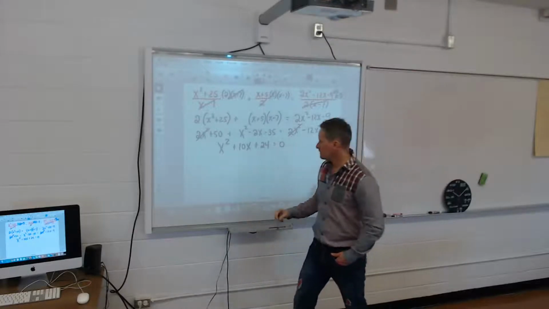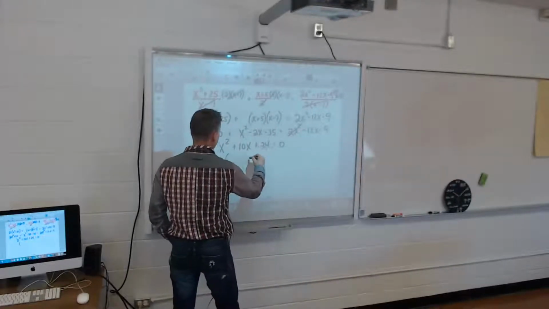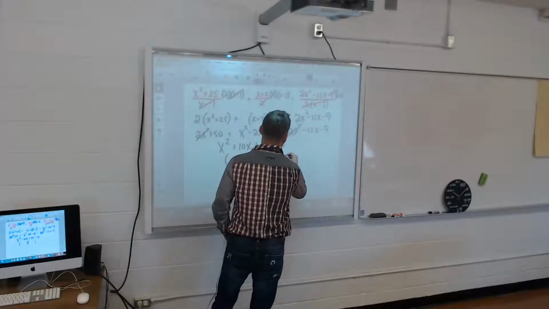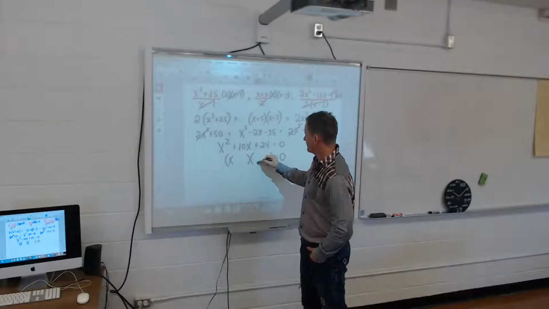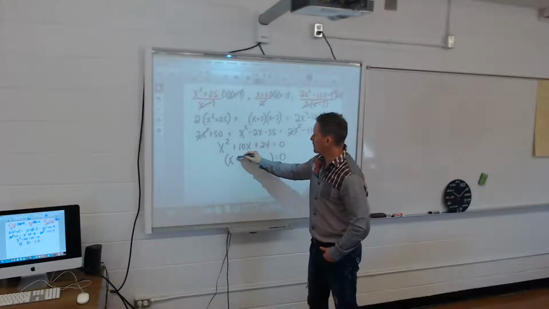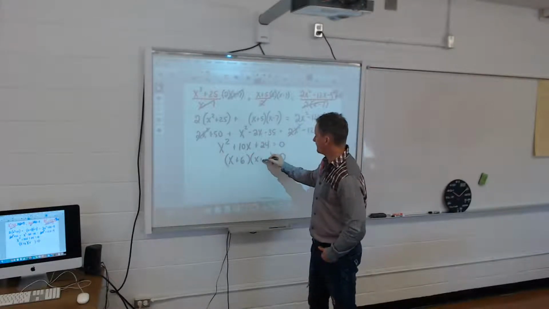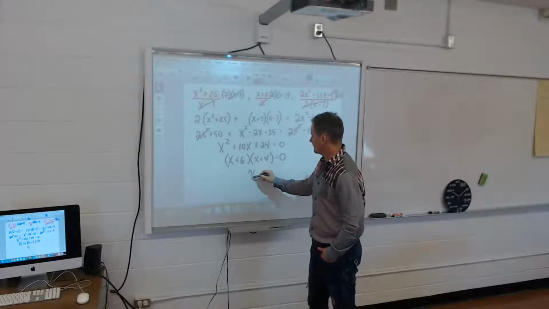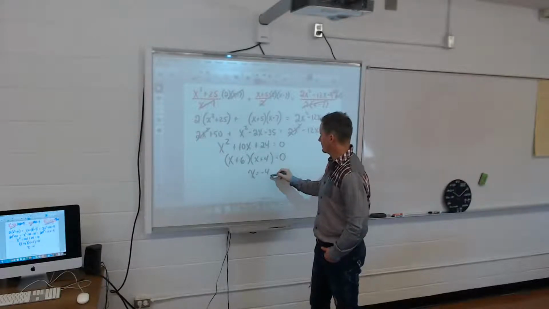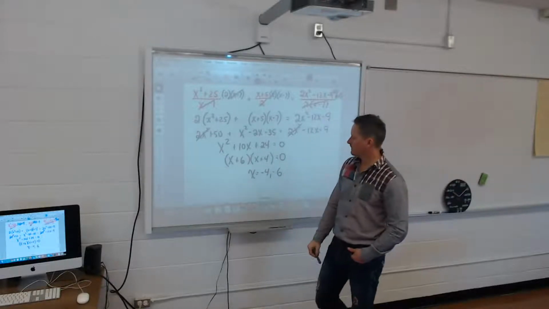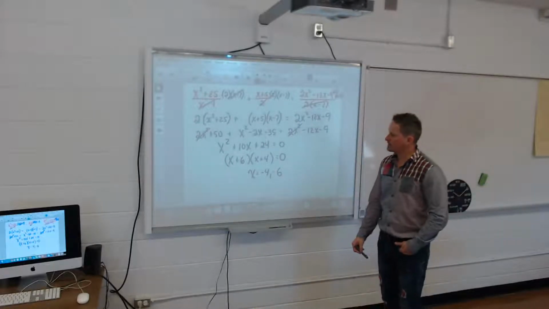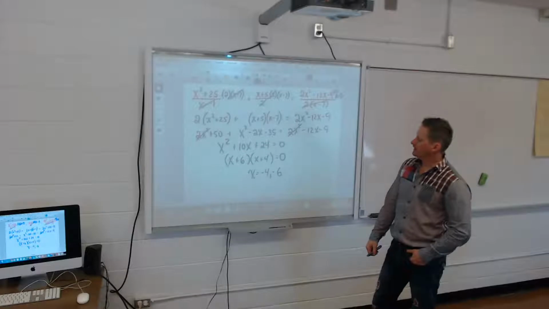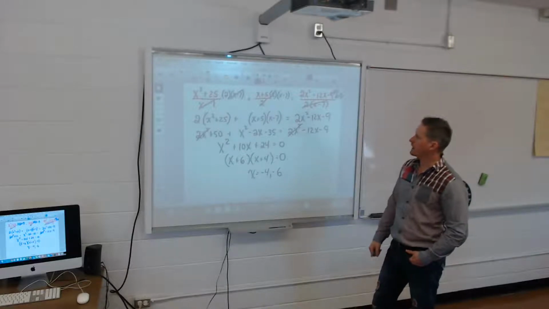Now, go through. Factors of x squared. Factors of 24 that add to give me 10. My solution is x equals negative 4 and x equals negative 6.